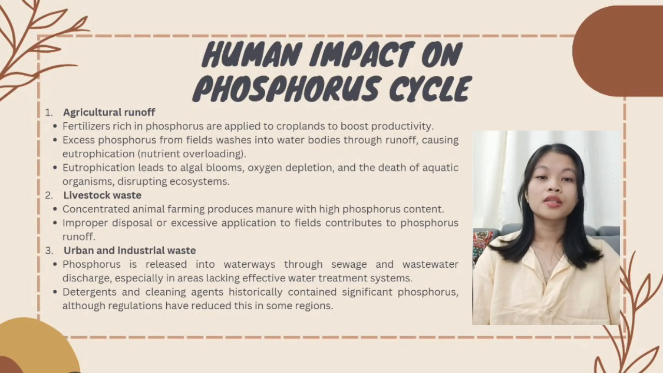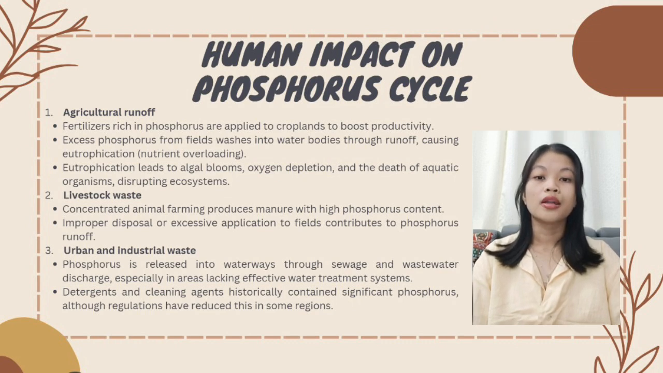Next, I will present the human impacts on the phosphorus cycle. Agricultural runoff is a major way humans impact the phosphorus cycle, primarily through the use of phosphorus-rich fertilizer on croplands to enhance agricultural productivity. While these fertilizers support plant growth, excess phosphorus that plants cannot absorb often washes into nearby water bodies during rainfall or irrigation. This runoff introduces high levels of nutrients into aquatic systems, a phenomenon known as eutrophication.